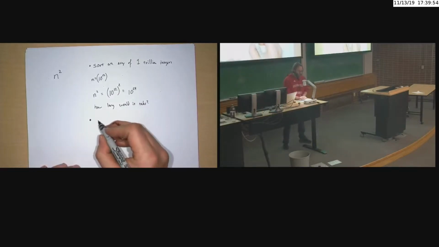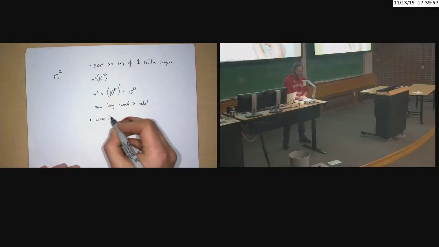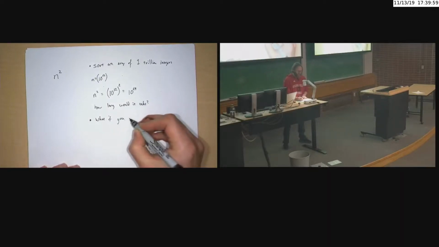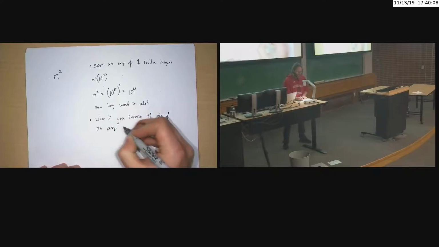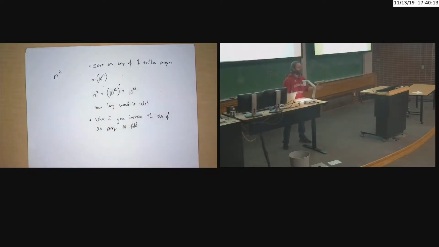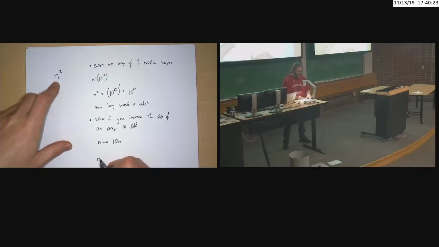What if you increase the size of an array 10-fold? That's an order of magnitude, right? So you go from 1,000 to 10,000, or from 1,000,000 to 10 million. In other words, you go from n to 10n. Before, it was costing you n squared computation dollars, if you want to look at it that way. What's it costing you now?